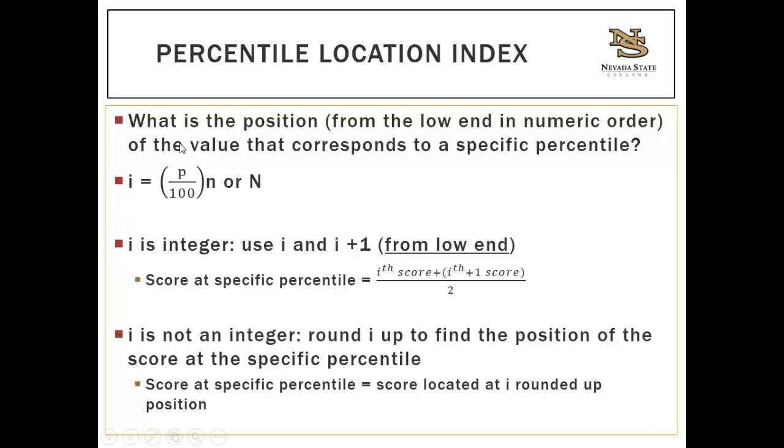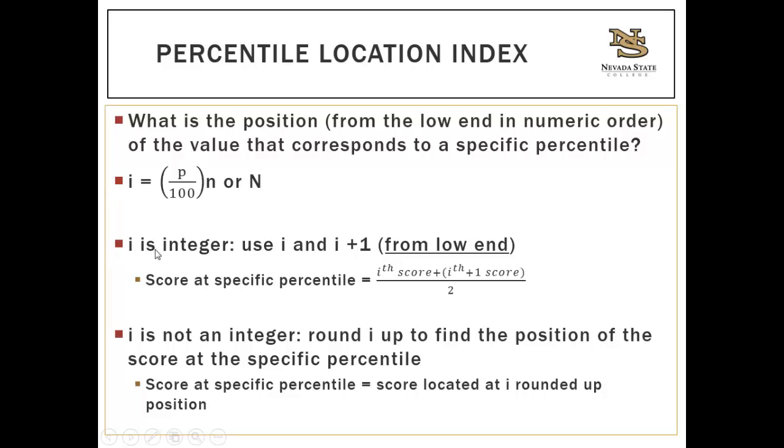So i represents the location of the score in numeric order from the low end. P, when we look at the formula for i, represents the percentile of interest. So if you're looking for what score is at the 90th percentile, P would be 90. Then you divide that by 100 to turn it into a proportion. So it starts off as a percentage, divided by 100 to turn it into a proportion. And then you multiply that value by your sample or population size, depending on what you're working with. So remember, lowercase n is sample size, uppercase N is the population size.